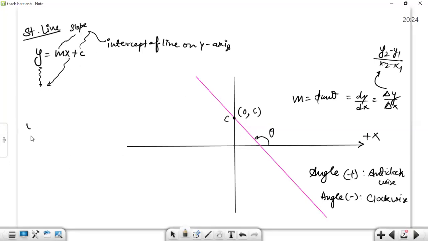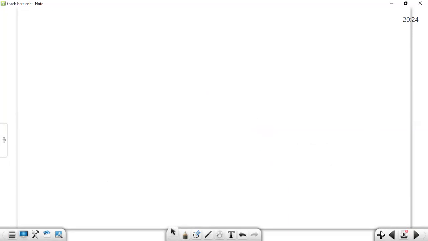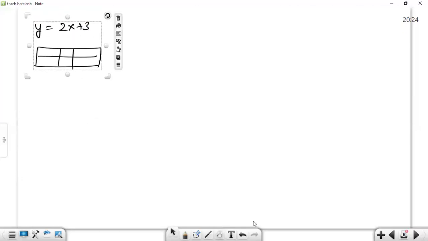If you have some equation like y is equals to 2x plus 3, then for drawing that equation on a graph, what is suggested is that you simply put values of y and x. Two points are enough to find. First put y is equals to 0 and then calculate x, which will be minus 3 by 2, and put x is equals to 0, then y will be 3.